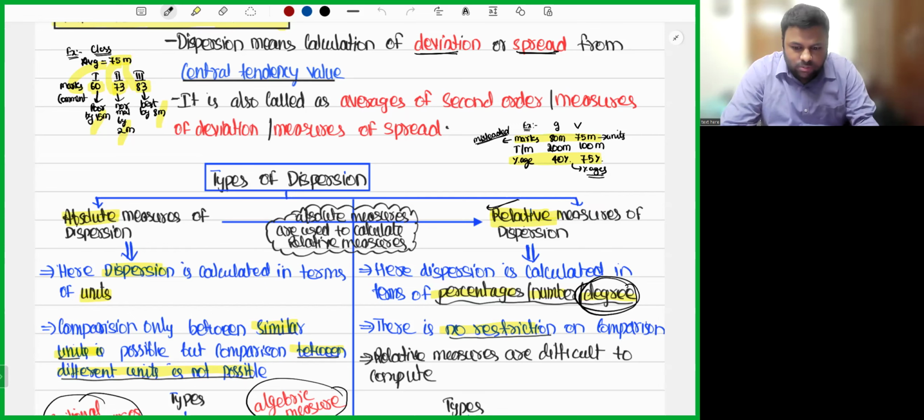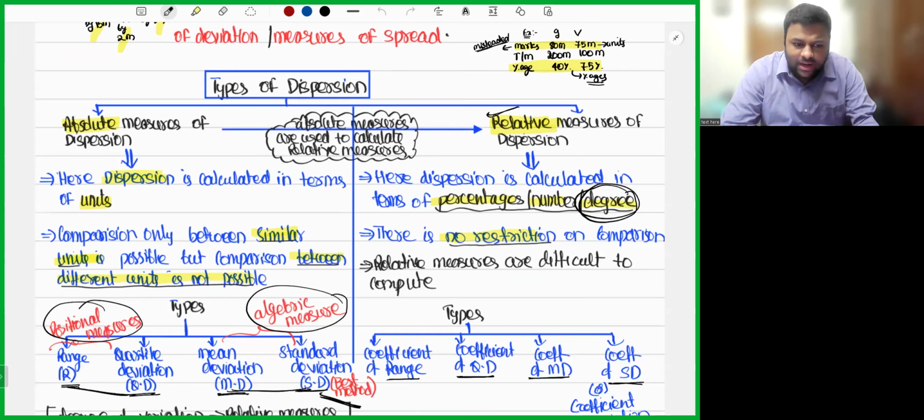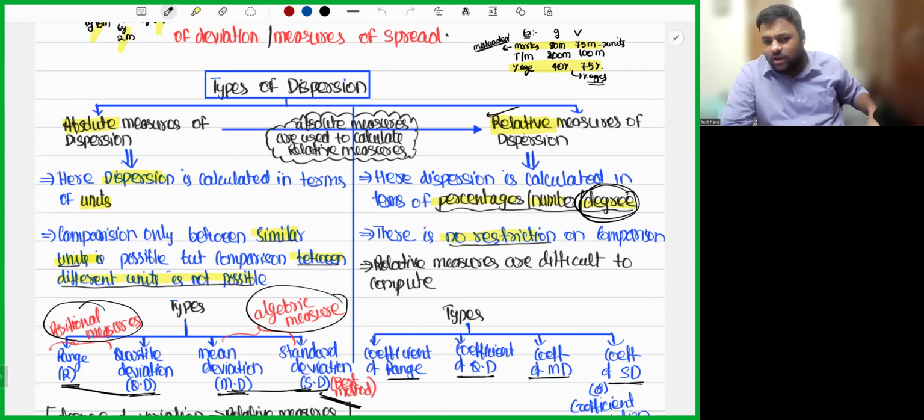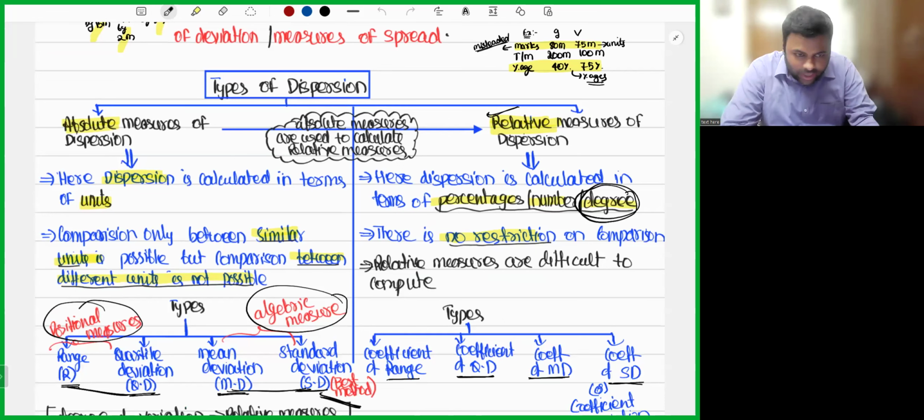In absolute measures of dispersion, what's happening? We are trying to calculate the dispersion in terms of units. In relative measures of dispersion, we are trying to calculate dispersion in terms of percentages, numbers or degree, right? Next, I said what we'll be using for comparison, absolute or relative measures. Obviously, sir, we'll be using only relative measures for comparison. We don't use absolute measures for comparison. However, if the units are similar, fine, you can use absolute measures for comparison.